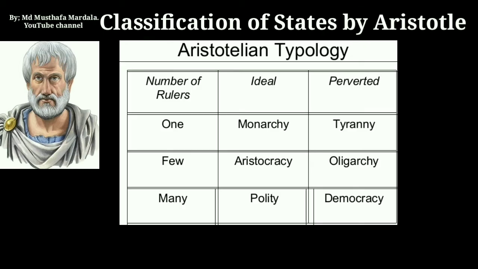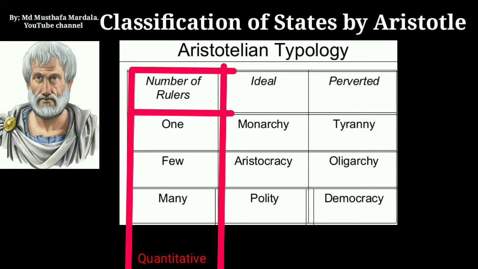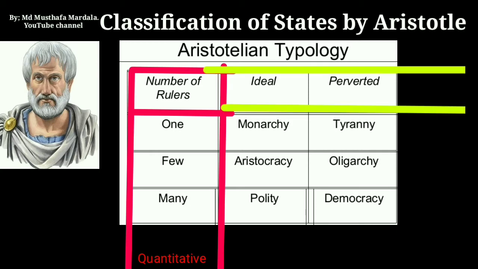One of the greatest contributions by Aristotle in the field of political science is the classification, or the sixfold classification, of the states, which is based on two grounds. The first ground is the quantitative ground, which means the number of persons holding the sovereign power, and the second is the qualitative terms, which means the objective and the aim or the end of the government.